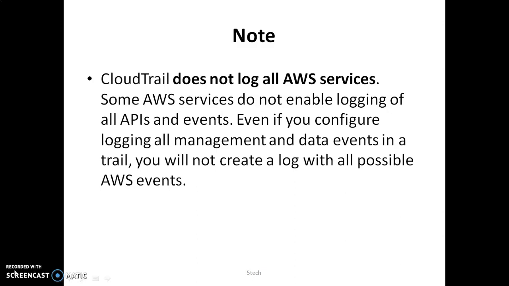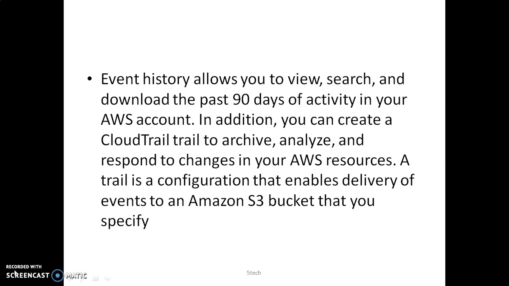Event history allows you to view, search, and download the past 90 days of activity in your account. In addition, you can create a CloudTrail trail to archive, analyze, and respond to changes in your AWS resources. A trail is a configuration that enables delivery of events to an S3 bucket that you specify. Remember one important thing: the S3 bucket, if it is an existing bucket, you can attach it, or you can create a new S3 bucket while you are performing a CloudTrail lab.